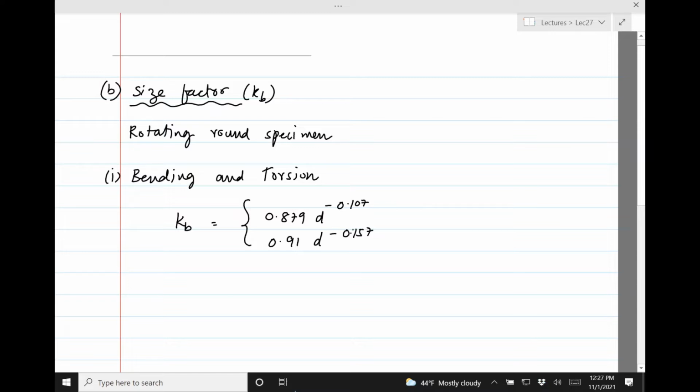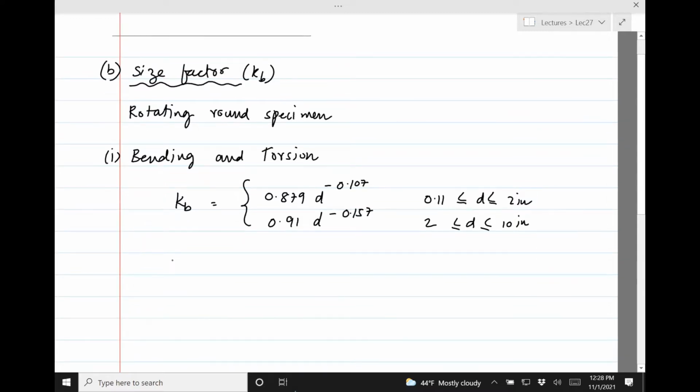So when do you use them? Well, if the diameter is between 0.11 and 2 inch, then you use the first one, or if it is between 2 inch and 10 inch, you use the other one. I believe that beyond that range, you just ignore the value of KB. You'll just use a value of 1.